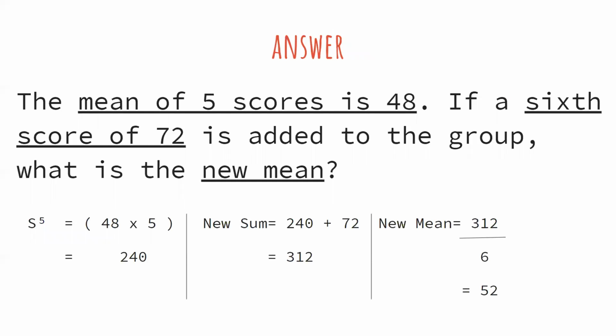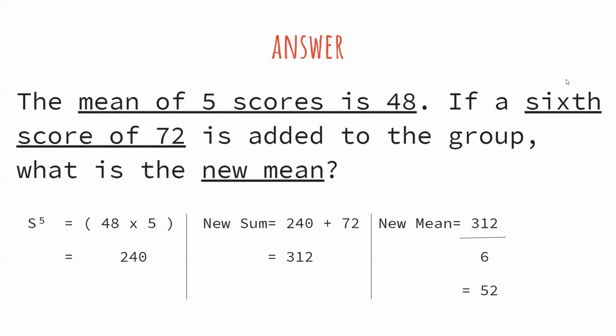You'll see here that we started by underlining important words and details. Now, first step, we calculate the sum of the 5 scores. We got 240. Now, we take our sum and we include the 6th score, which is 72. So now we have the sum of the 6 numbers, which is 312. And the last step would be to divide by the number of values.